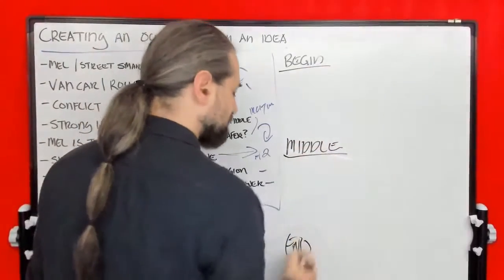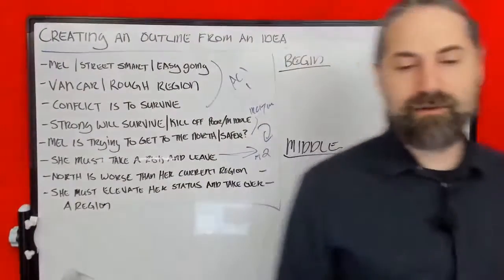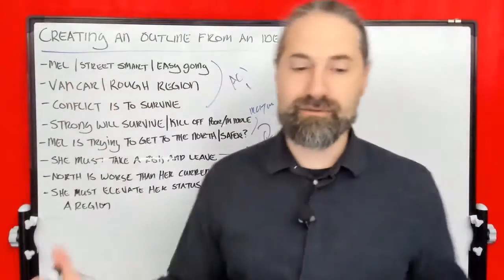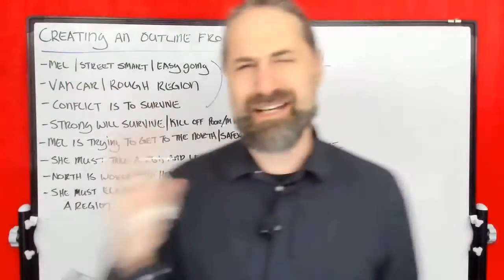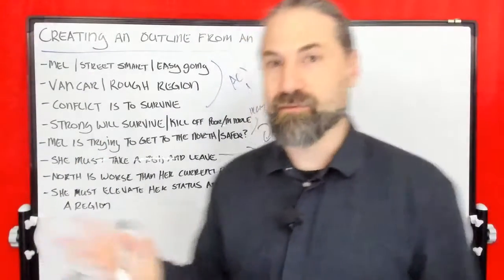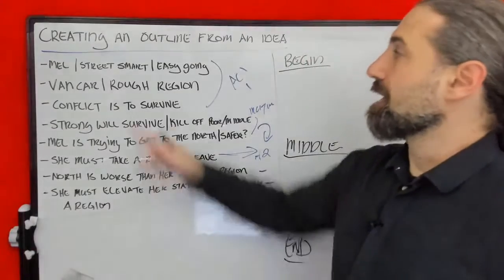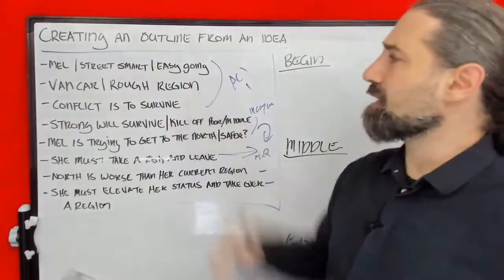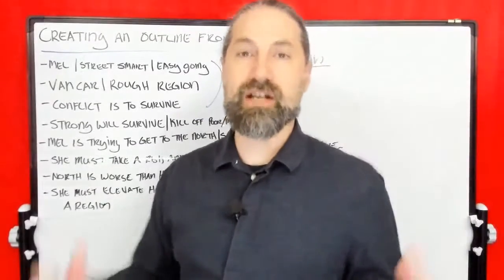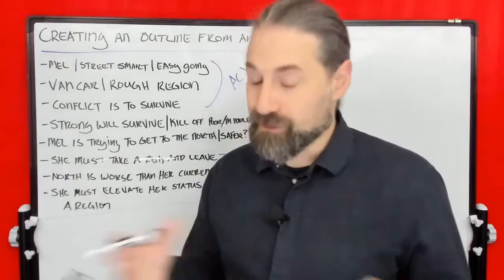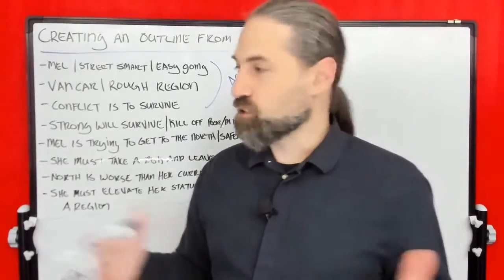So I know that we have to establish that the world is, we have to establish that Mel is the lead. We have to introduce some of the main characters, all right? Especially in a movie, you got to do it within the first 17 minutes, 23 minutes the most. Anyway, we got to establish he's street smart. We got to explain that Vancar is a rough region without saying Vancar is a rough region. You need to show that it's rough, and you'll understand it's rough. That's show, don't tell, right?